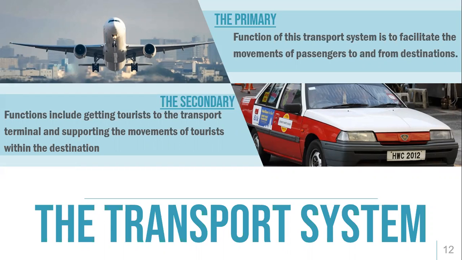So how about when you want to go to the terminal? It is known as secondary. For example, Alina wants to go to KL, so Alina uses a taxi from her home to the terminal, and from the terminal she uses the aeroplane. That is known as secondary. The function includes getting tourists to the transport terminal and supporting the movement of tourists within the destination. It only supports; it is not the main transportation. Without the Grab or the taxi, Alina cannot go to the terminal and cannot go to KL. It only supports, or becomes the middleman. That is known as secondary transport. You have to know what is primary and what is secondary transport.